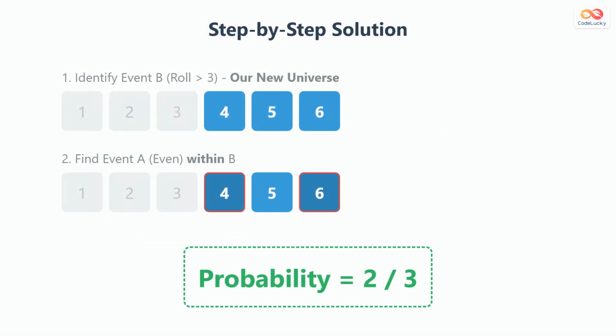First, we identify our new universe. The numbers greater than 3 are 4, 5, and 6. There are 3 such numbers. Out of these 3, only 4 and 6 are even, so we have 2 favorable outcomes out of 3 total possibilities. The probability is 2/3.